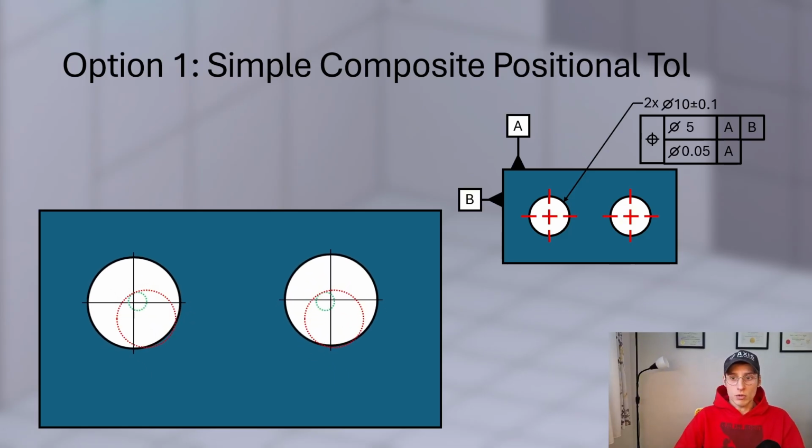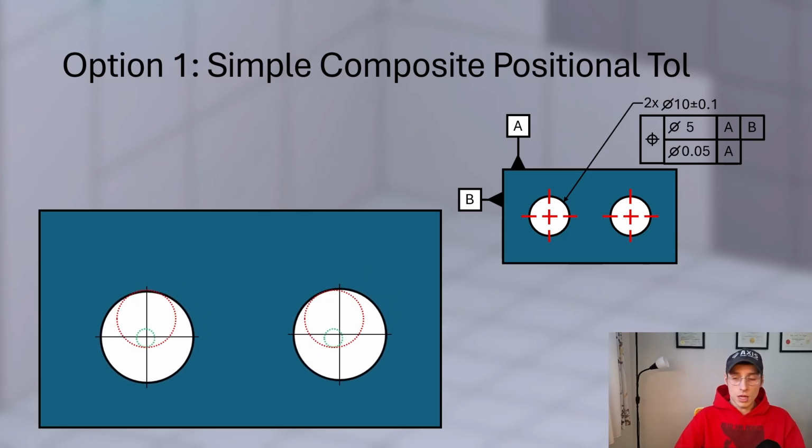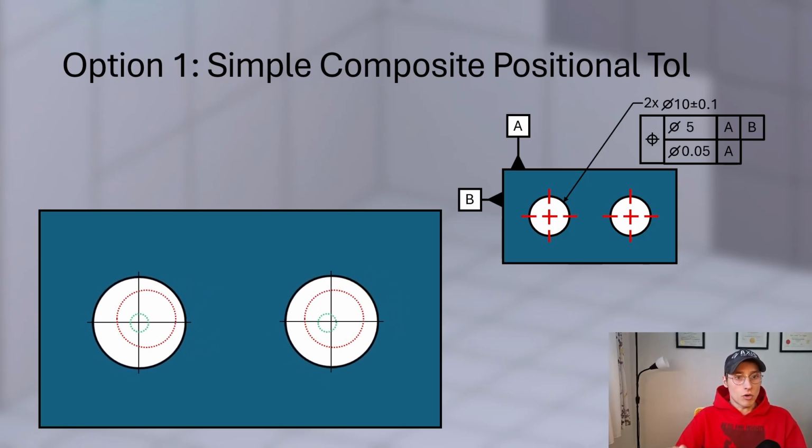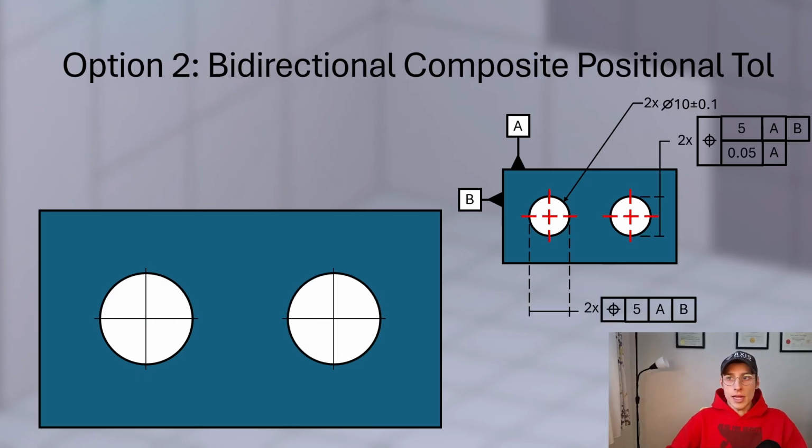So effectively, you would have these two tolerance zones that are able to move within the larger tolerance zones. However, the distance and orientation to datum feature A is controlled. And this would be good if you had a set of holes that needed to be correctly distanced relative to one another. But what if you don't need those two holes to be distanced some specific amount to one another? So that is where a bidirectional composite position tolerance zone comes in handy.